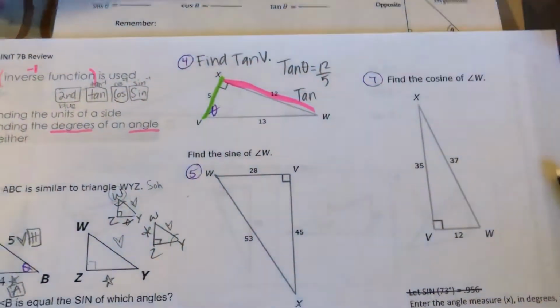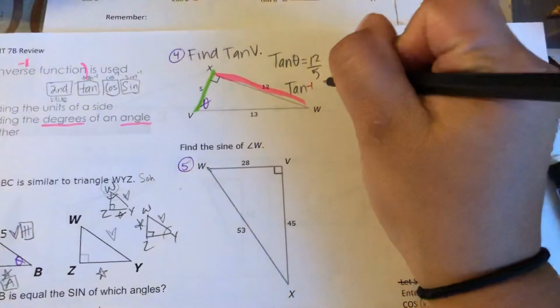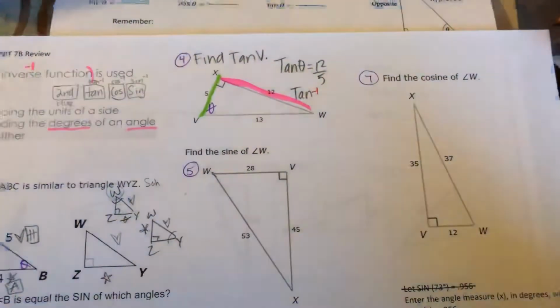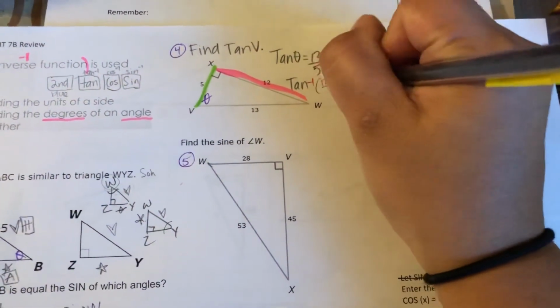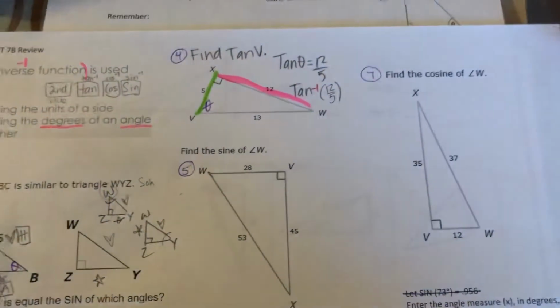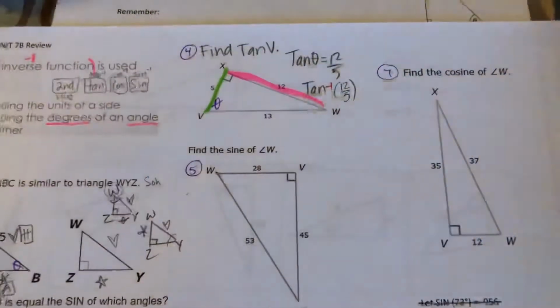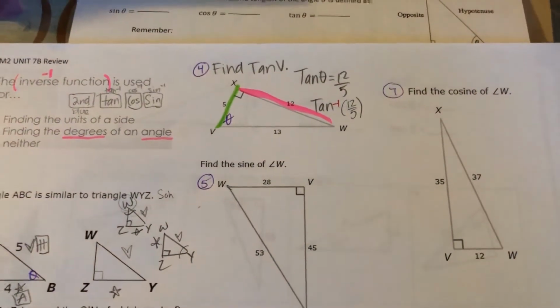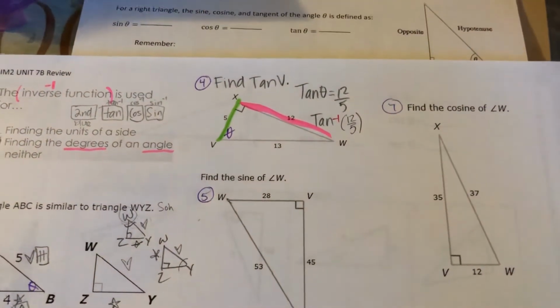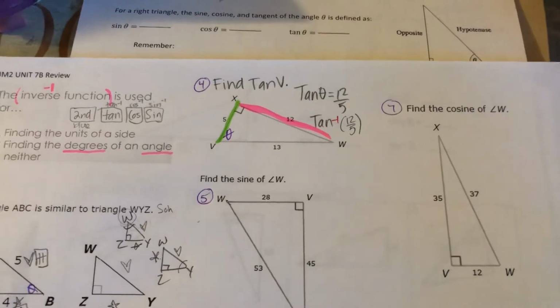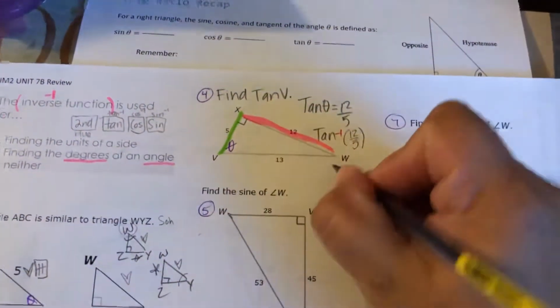Tangent inverse, and you're going to put in your parentheses 12 over 5 on your handy dandy calculator. I don't have a calculator, but I'm going to say that you guys do. And your answer should be 67.38, and we're going to round that to 67.4.